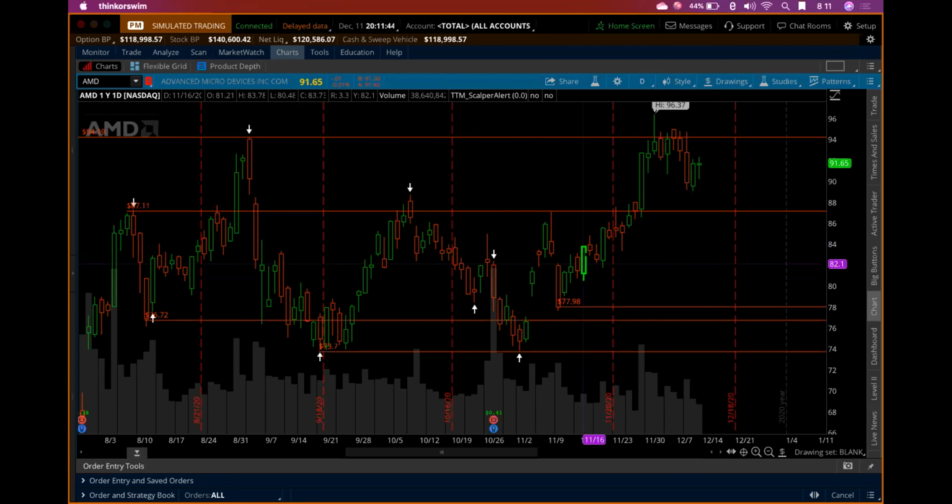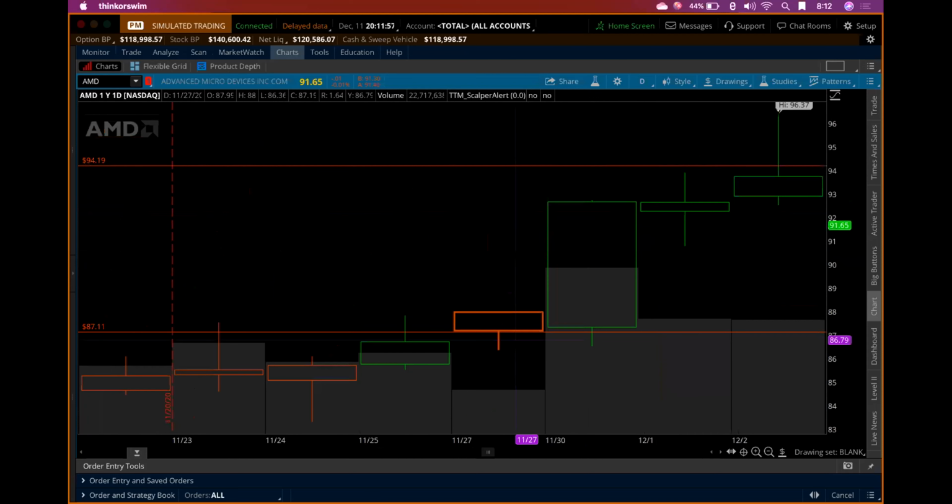So we went up, right? And then we came back to this level. You see this candle right here, tested it again and then rejected. And then this green candle came up and tested it again and rejected. On this particular candle, we opened up above the line. I'm going to zoom into it so you can see it. Right here, we opened this red candle right above that line.